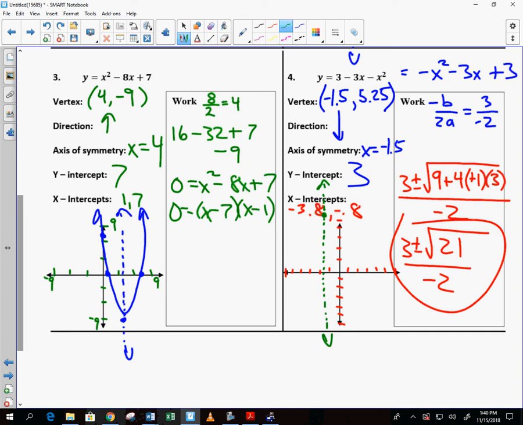Y-intercept, positive 3. X-intercepts, that was a positive 0.8, wasn't it? Yeah. Positive 0.8 and negative 3.8. And that's enough information to produce the graph. Okay.